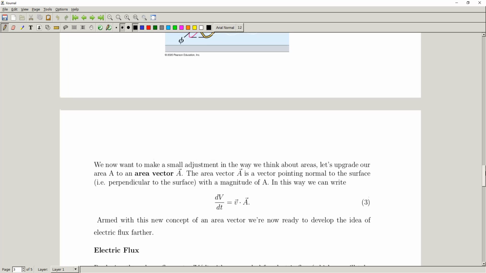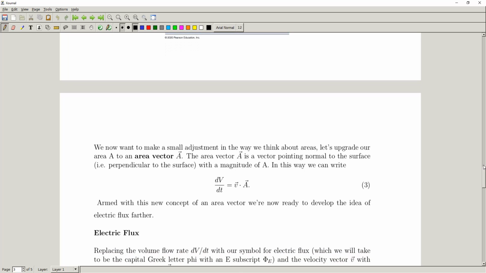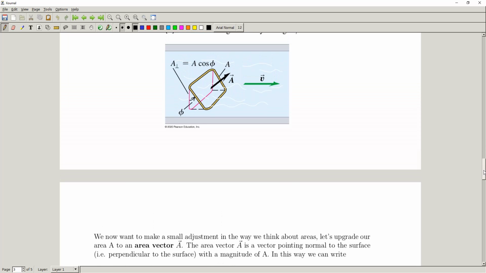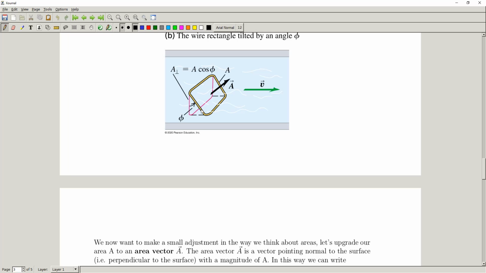But we now want to make a small adjustment to the way that we think about areas. This is going to be a useful tool for us going forward throughout the course and in physics, really. We want to adjust our idea of an area, instead of just being a scalar area like we normally think about it, to being an area vector. If we think about our area as an area vector, it points, as we can see in this diagram here, perpendicular to our surface, so it points normal to our surface, right?